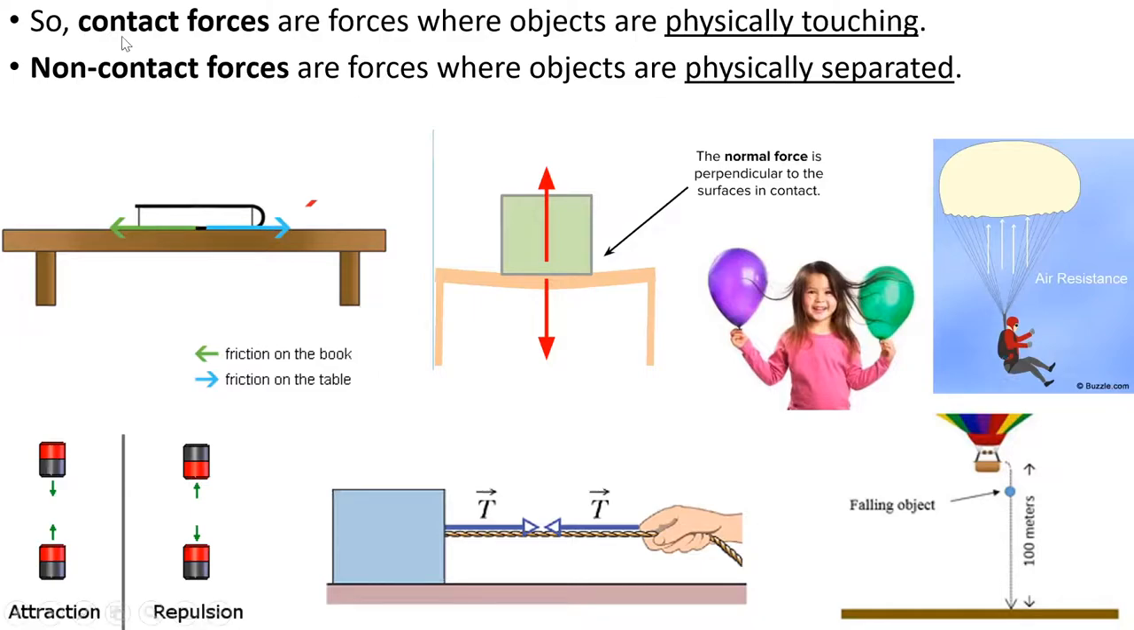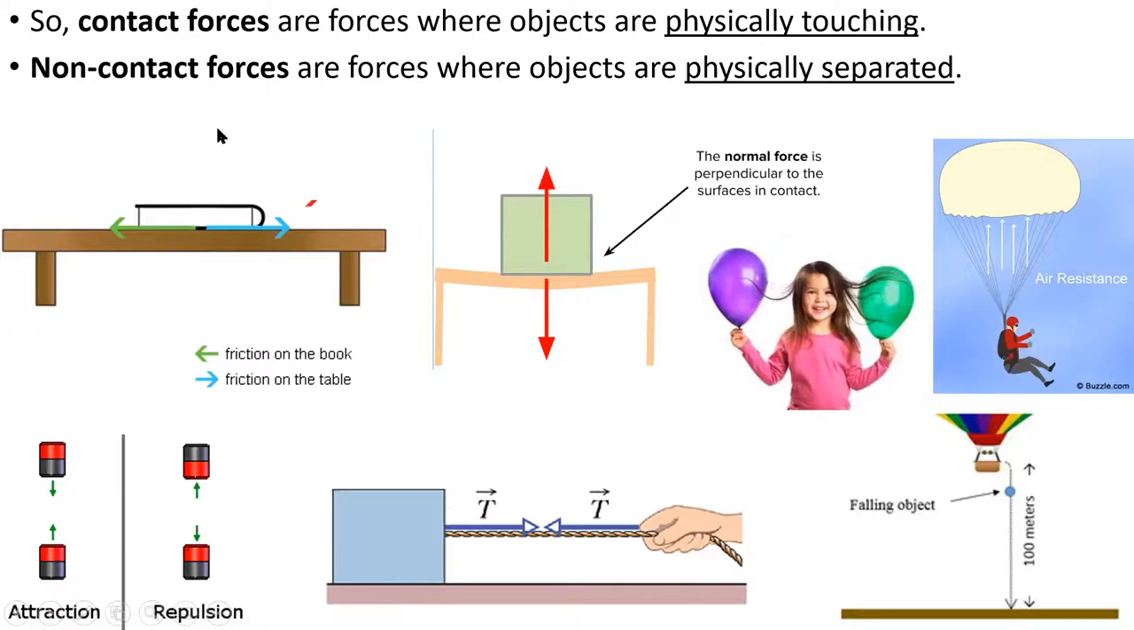So contact forces, it's a bit like some people say contact sport, isn't it? A contact sport, you may physically touch other persons, like rugby, where you tackle someone. A non-contact sport, something like netball, we're not actually supposed to touch the other person, you're supposed to pass the ball without touching. So you may think of it like that. Contact forces are forces where objects are physically touching. Non-contact forces are forces where objects are physically separated. They don't touch. That's an easy way of saying that.